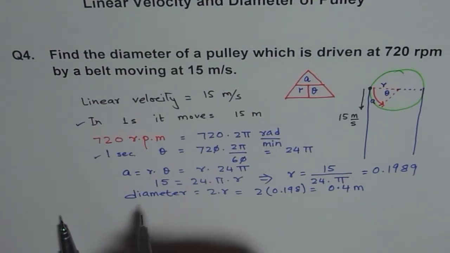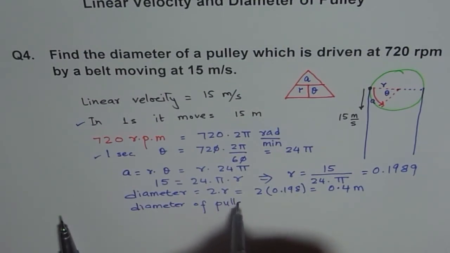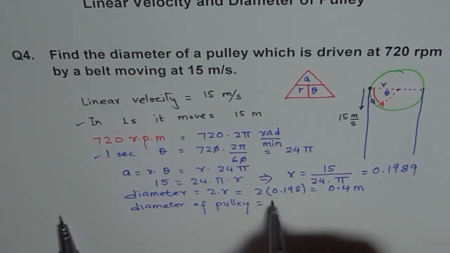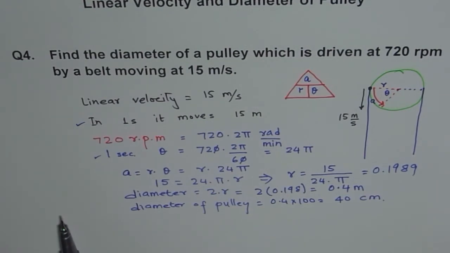So we can say the diameter of the pulley is approximately 0.4 times 100, which is 40 centimeters. So that's your answer. I hope you understand and appreciate the method we adopted. We equated the distance moved linearly and the distance moved along a circular path in 1 second. Both should be the same, and we got our answer. That's how you should be doing it. Thank you.